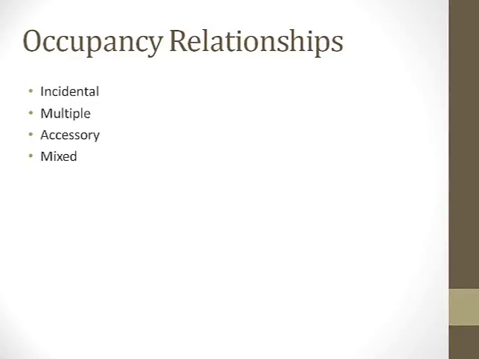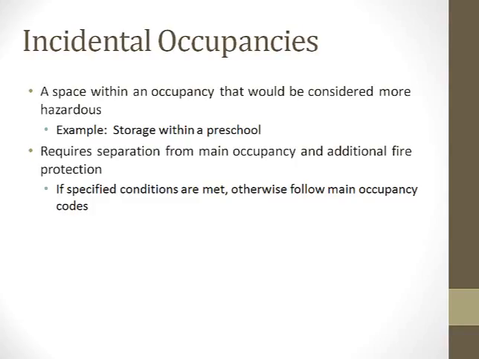If a building is not classified as just one occupancy, there are 4 different ways to handle that. So we'll look at the various relationships. They either are termed incidental, multiple, accessory, or mixed. So incidental occupancies would be a space within an occupancy that would be considered more hazardous.